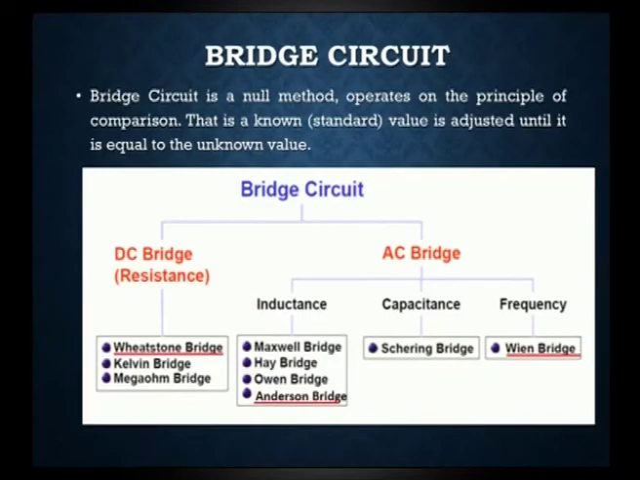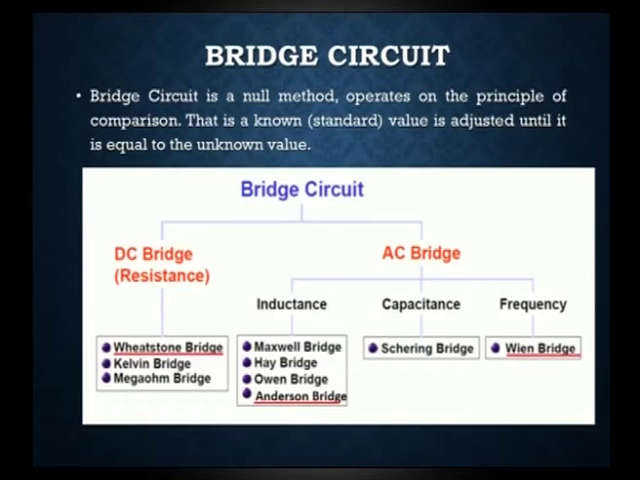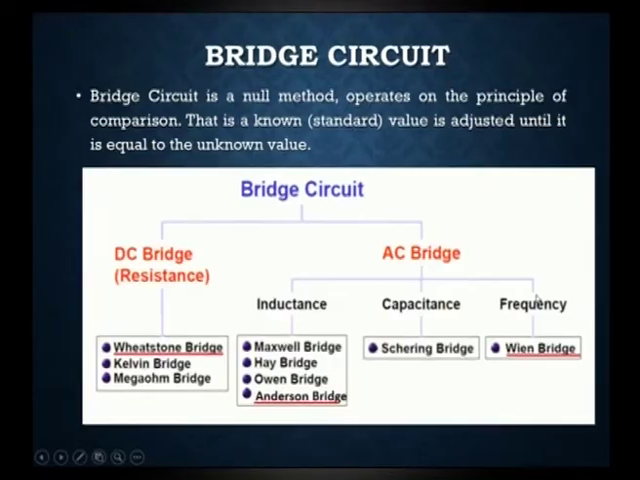So, next we move on to another important topic, that is bridge circuits. The main theme of a bridge circuit is that it is a null method, which operates on the principle of comparison, that is, a known value is adjusted until it is equal to the unknown value. This is the principle that we apply in the bridge circuit. These are the types of bridge circuits: bridge circuits can be classified as DC bridge circuits and AC bridge circuits.